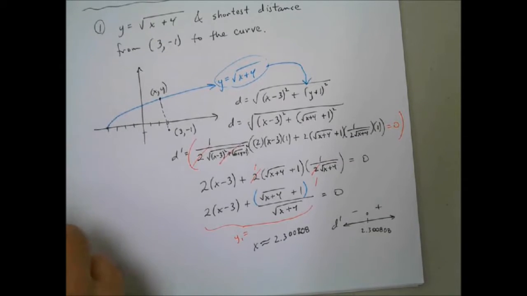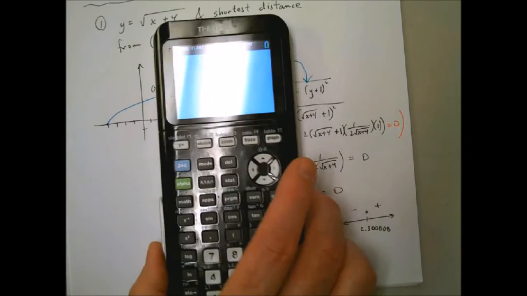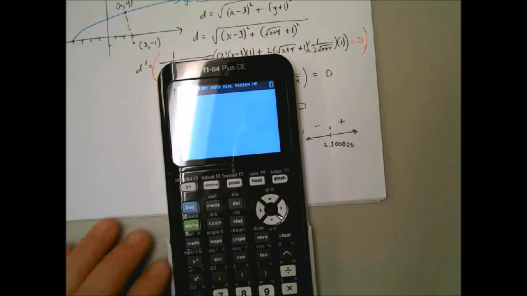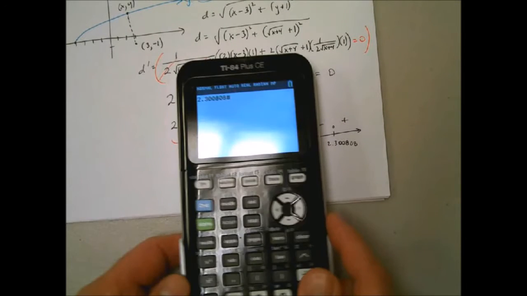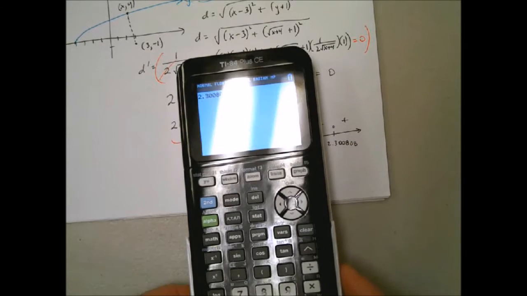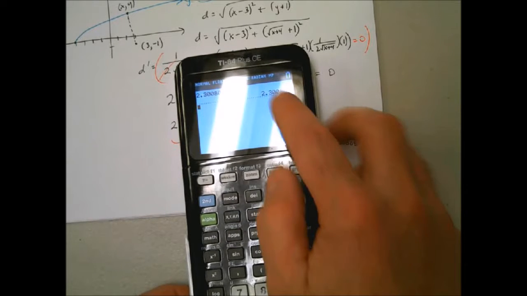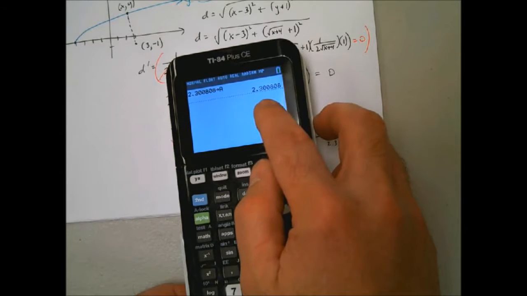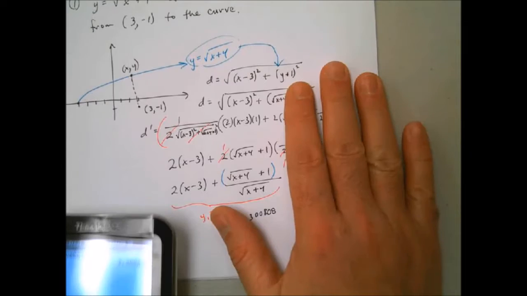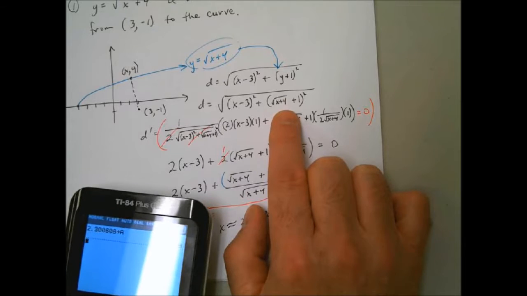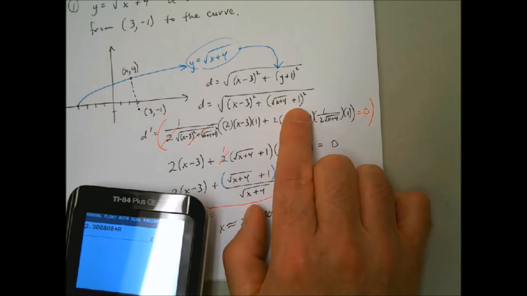Okay, so I'm going to clear out of there. I don't feel like plugging that 2.300808 in a bunch of times, so I'm going to store it: store, alpha A, and enter. And so now anytime I do the alpha A, it represents the 2.300808. Okay, so my distance, square root of x minus 3 quantity squared plus the square root of x plus 4 plus 1 quantity squared.